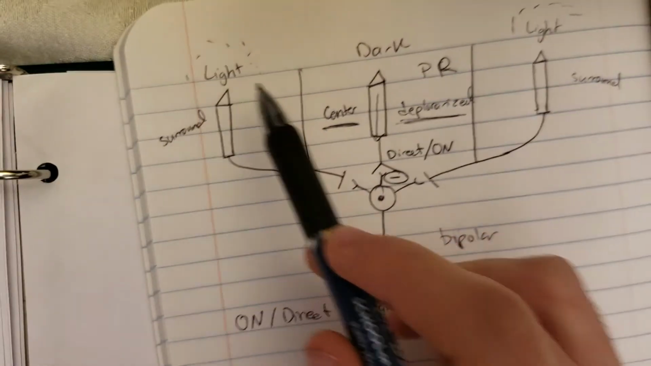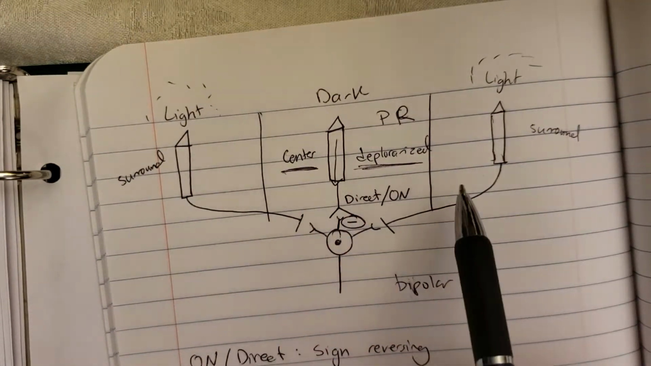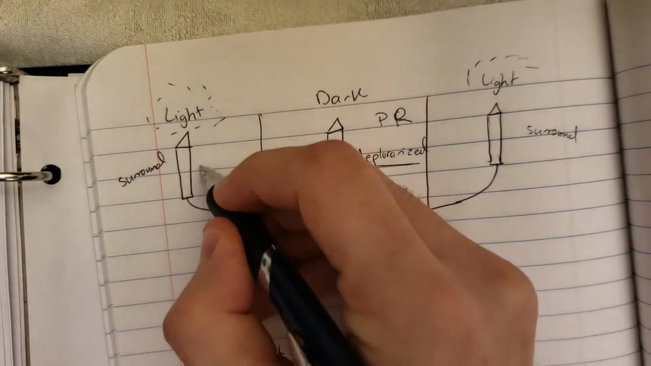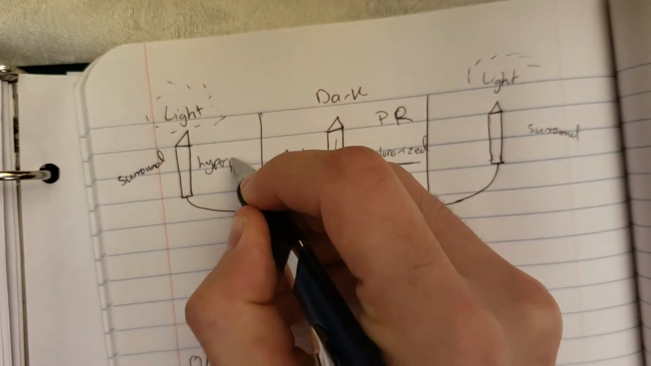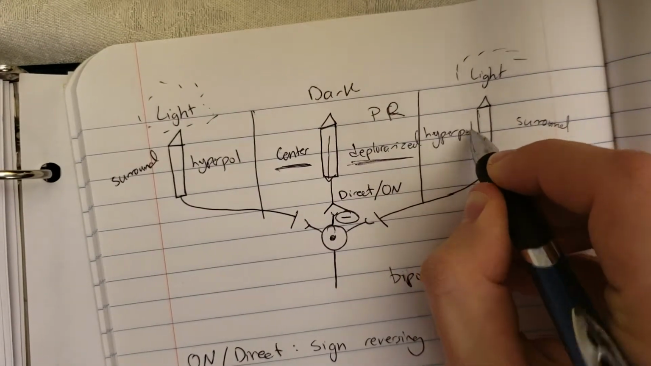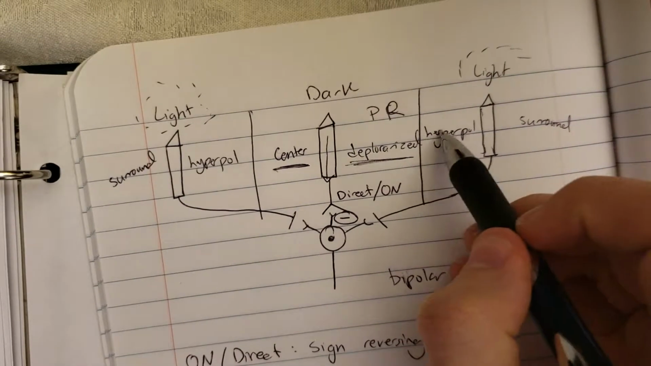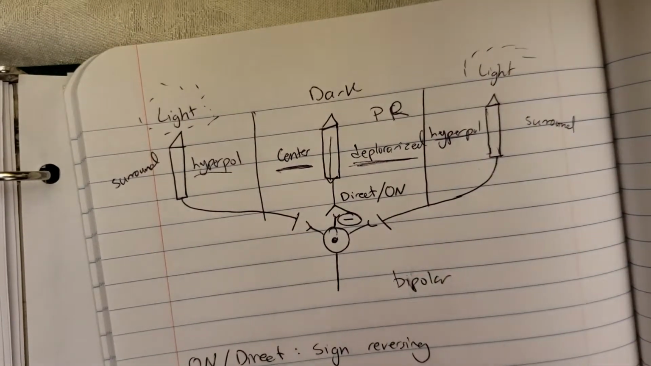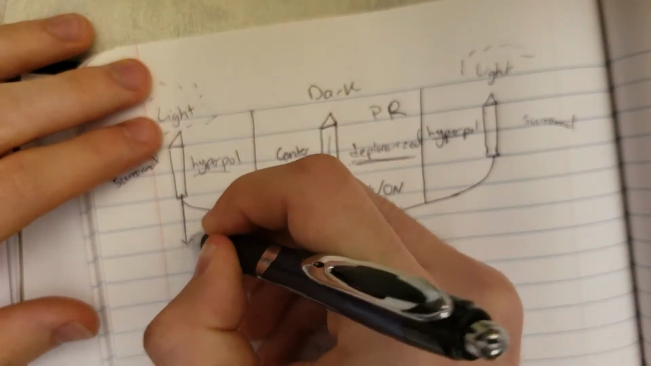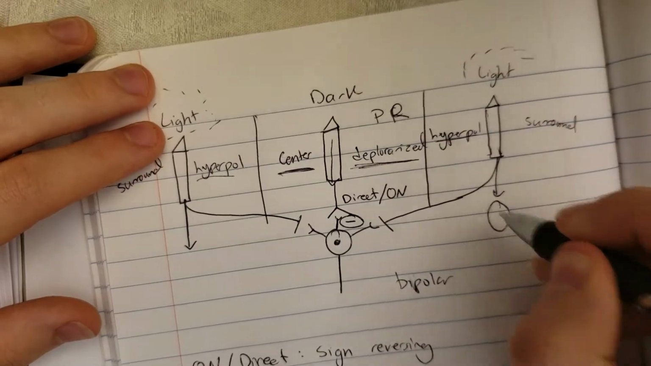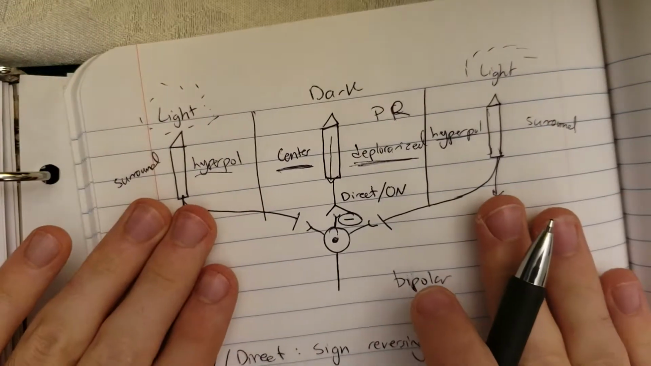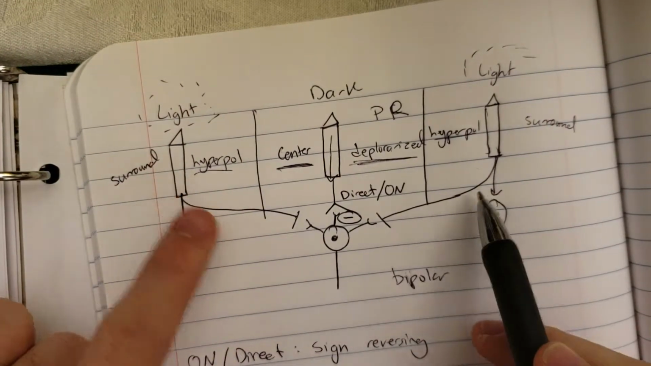So let's take a look at these photoreceptors on the side. The photoreceptors on the side are receiving light, meaning that they are hyperpolarized. And why is that? It's because they're receiving light, meaning that they're firing less inhibitory neurotransmitter glutamate. They're firing less of it to their own direct bipolar cells. But we're not talking about these ones right now. We're talking about these ones right here.